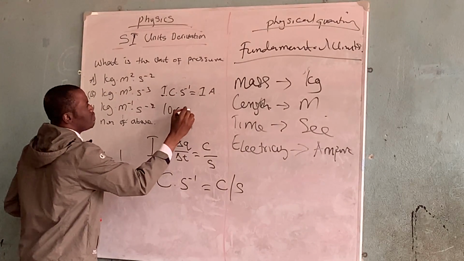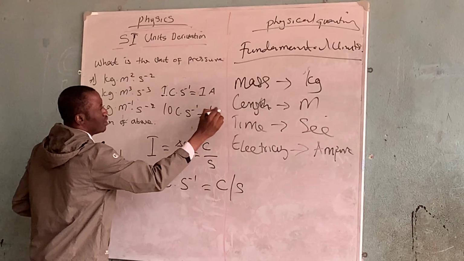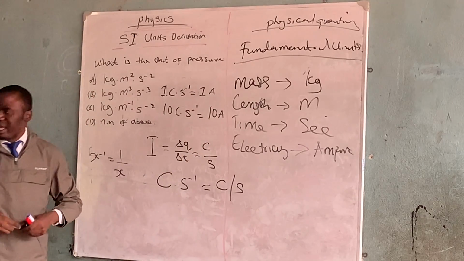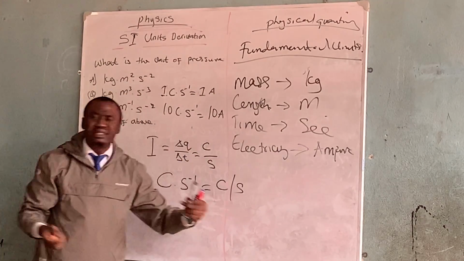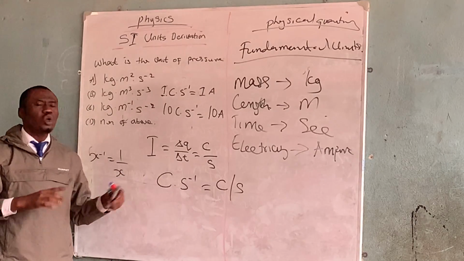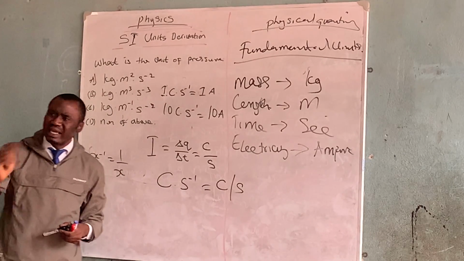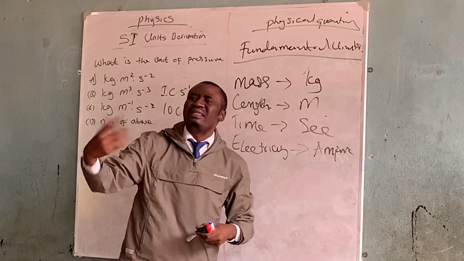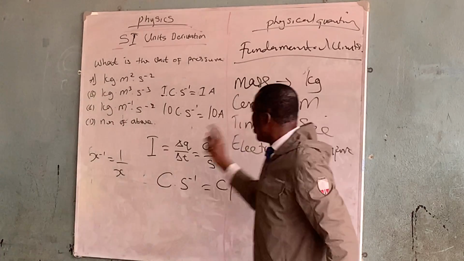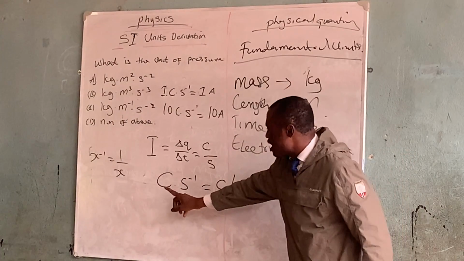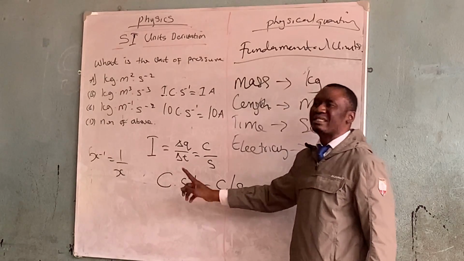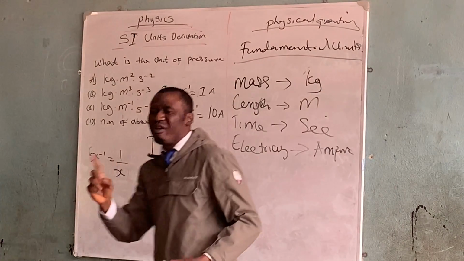10 coulombs per second is equal to how many ampere? 10 ampere. That means the value ampere is equivalent to the value coulombs per second. In case you see it, which of these is the dimension for electricity? You're looking for ampere in this set, and you see coulombs per second. Please click this one.